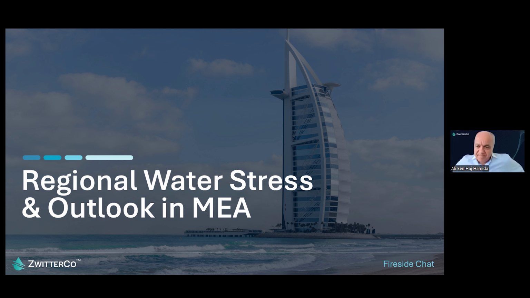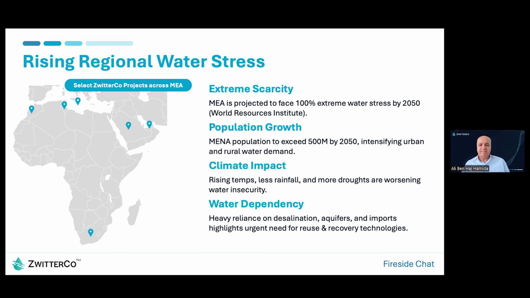Thank you, Myron. The Middle East and Africa are among the regions most severely affected by water scarcity. In the following few slides, we will take a look at the key factors contributing to the intensification of this issue, as well as highlight some of the initiatives and strategies being implemented by governments in the region to mitigate and address water stress. The Middle East and Africa is the most water-stressed region in the world.